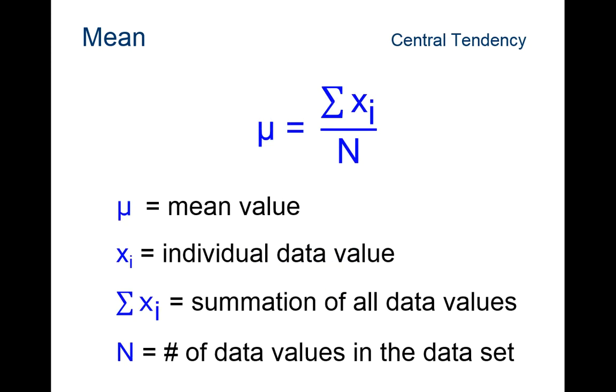To calculate the mean, you need to take all of your values that you have measured and add them up. That's what this symbol here is, this is a sigma, Greek letter sigma, which means sum. You're going to sum all of your values, and then you're going to divide by the number of values that you have.